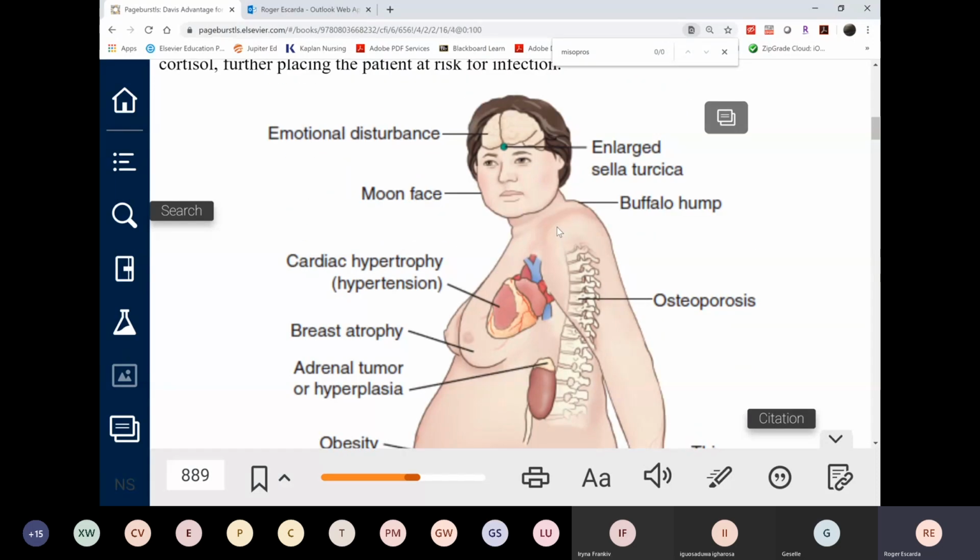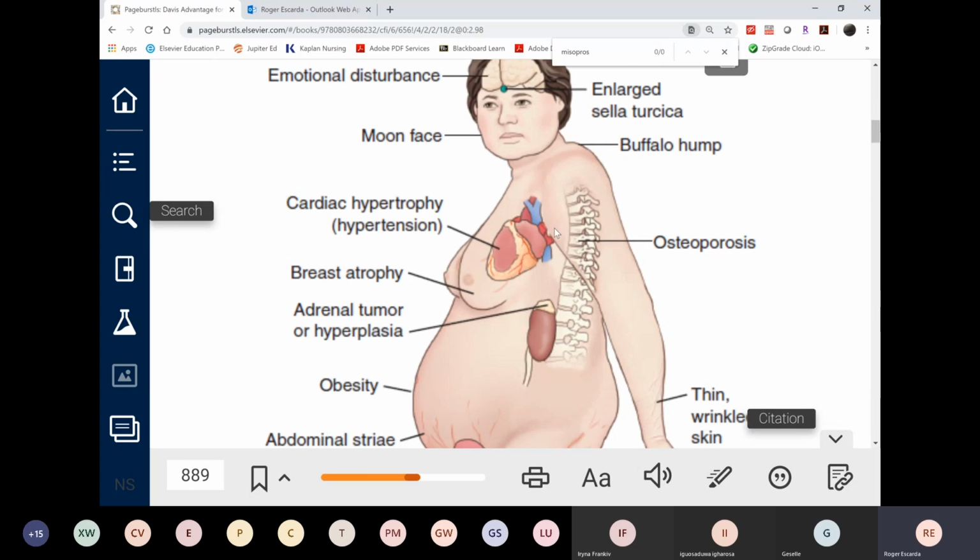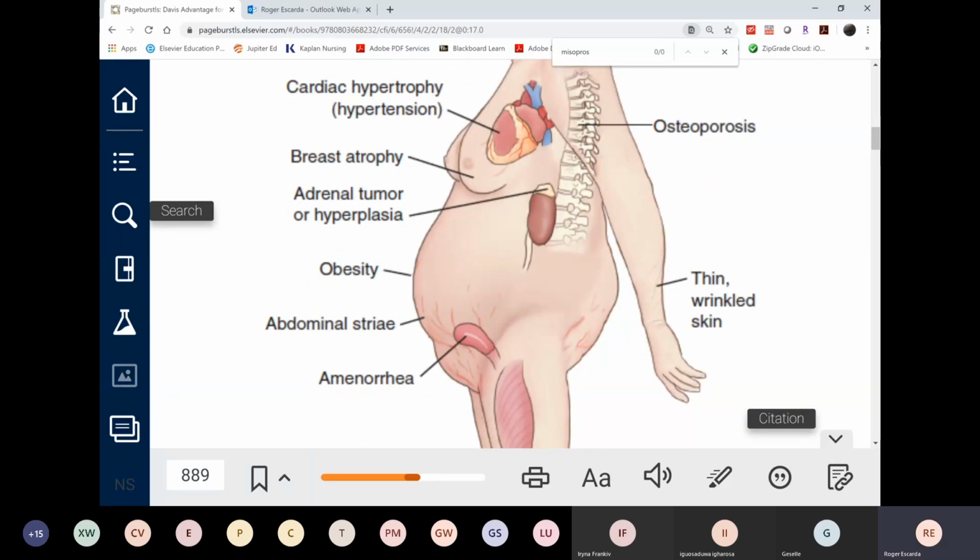So let's begin. You have high salt, high sugar, and high sex hormones. High aldosterone will cause high sodium, high blood volume. So you'll have high blood pressure, fluid overload, edema as a result, and then you'll also have hypokalemia. So that's for the aldosterone.